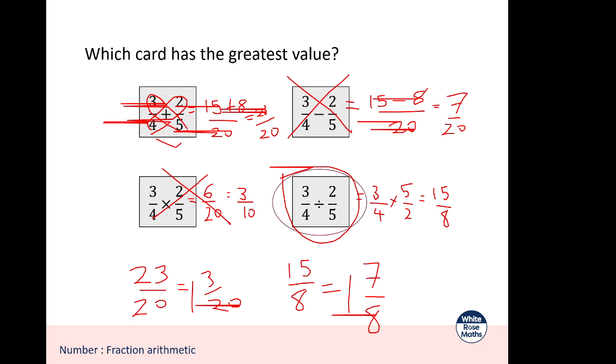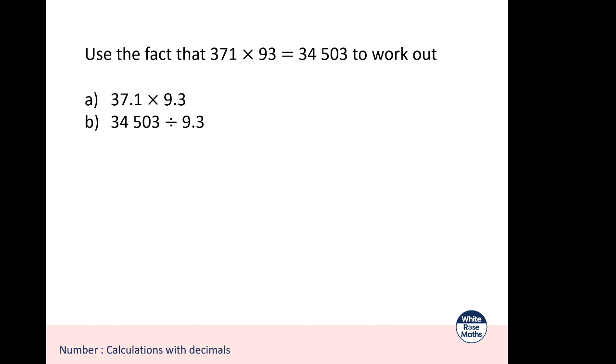Okay, looking at some place value work now. Use the fact that 371 times 93 makes 34,503 to work out 37.1 times 9.3. So I divided this by 10 and this by 10.